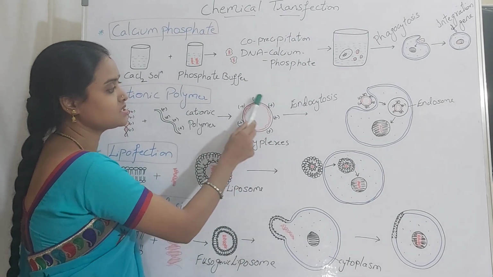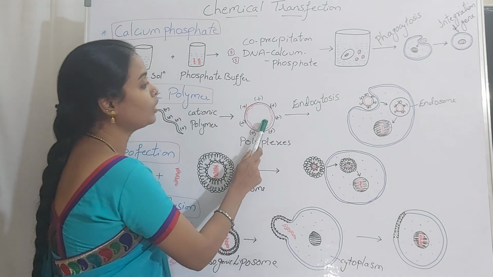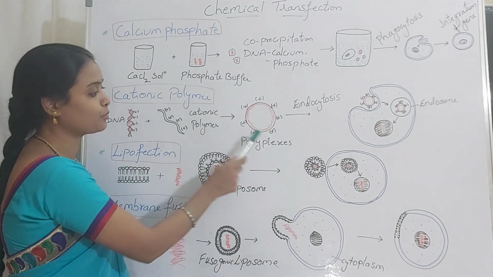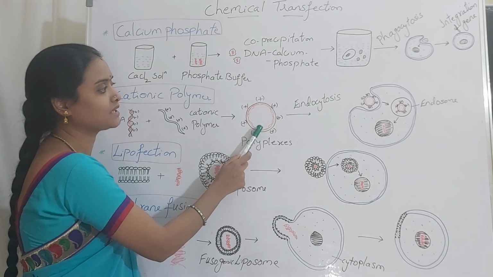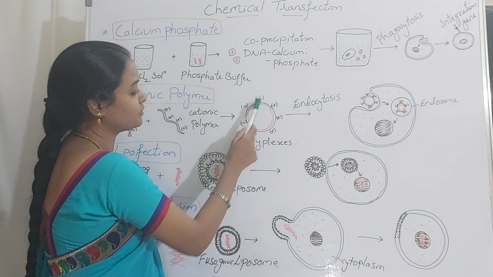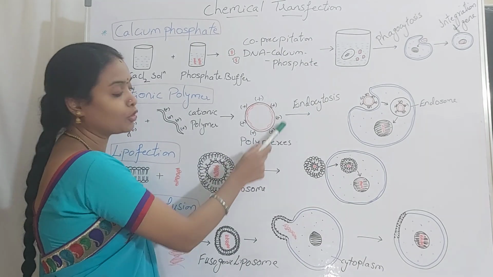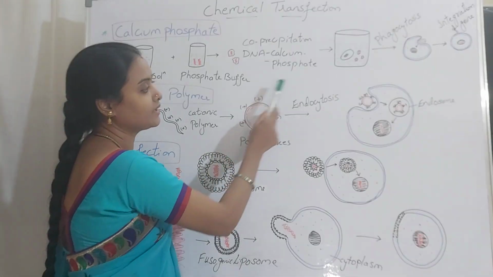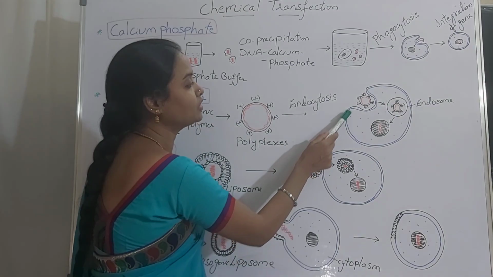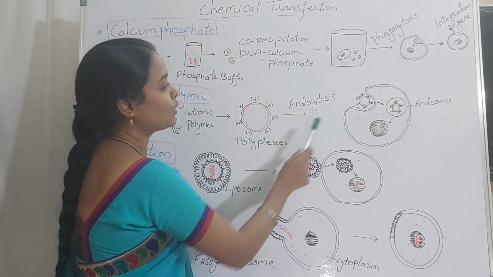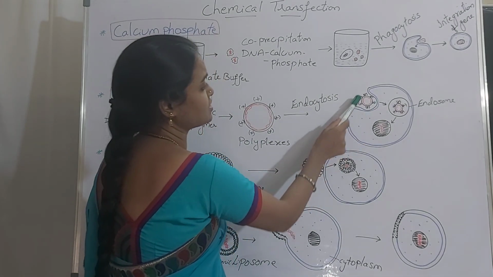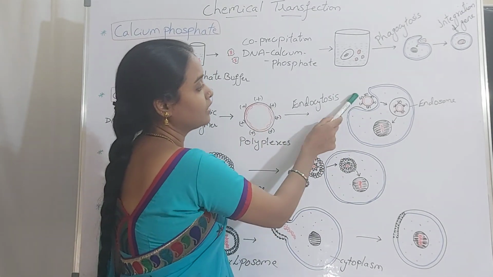These polyplexes, due to electrostatic interaction, go and bind to the surface of the animal cell. Once the polyplexes are formed, you add them to the container containing the animal cells. Due to the electrostatic interaction, these polyplexes bind to the surface of the animal cell. Once they bind to the surface, due to the endocytosis process, the complex enters into the cell.